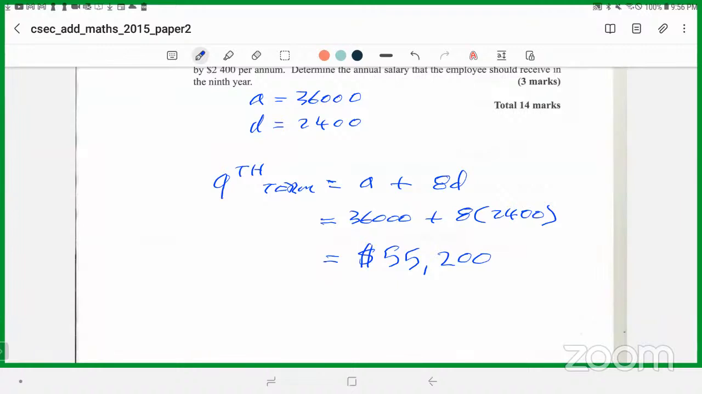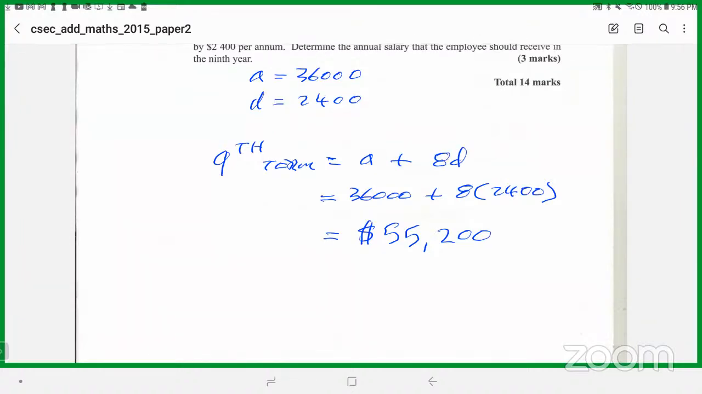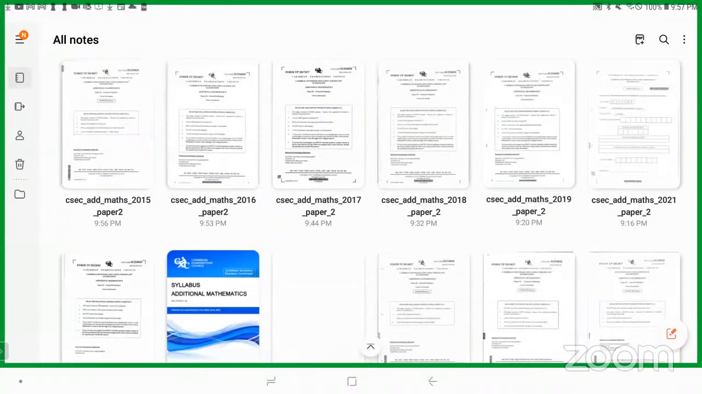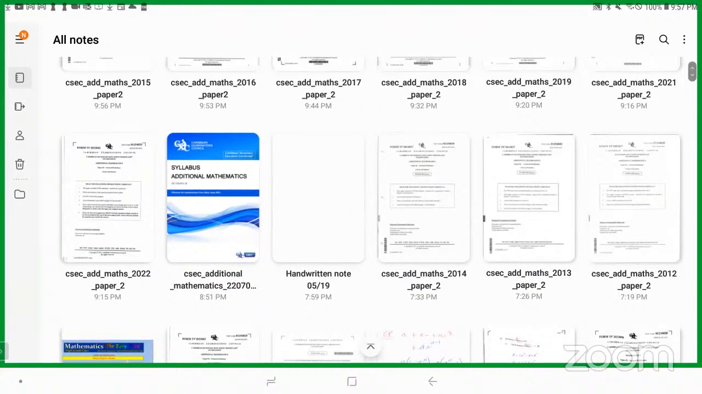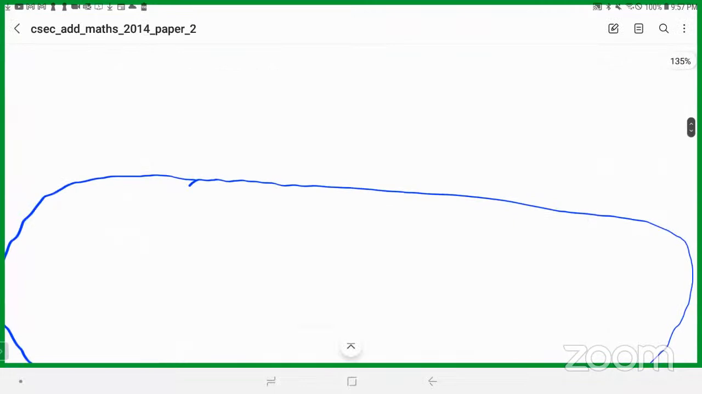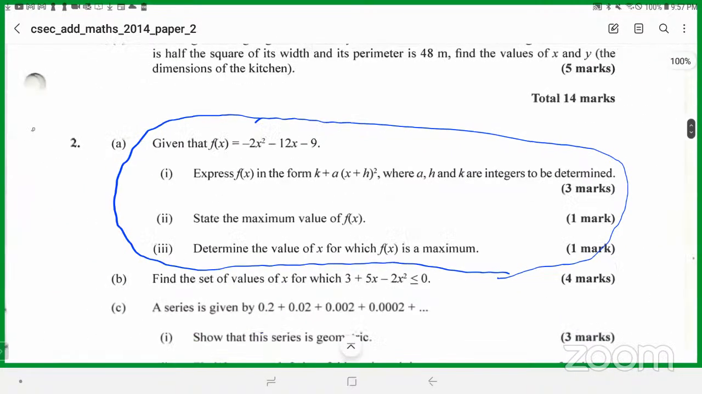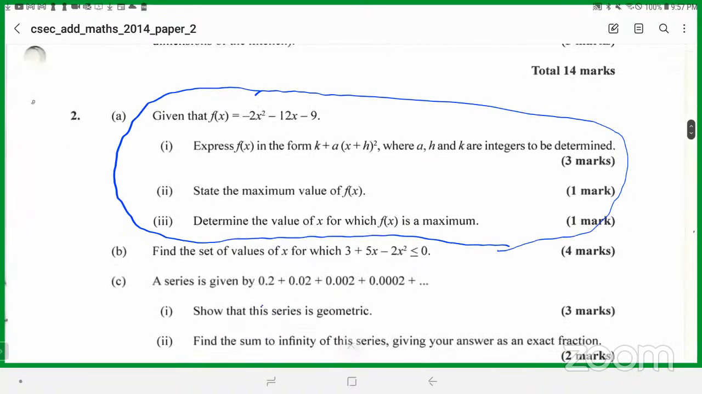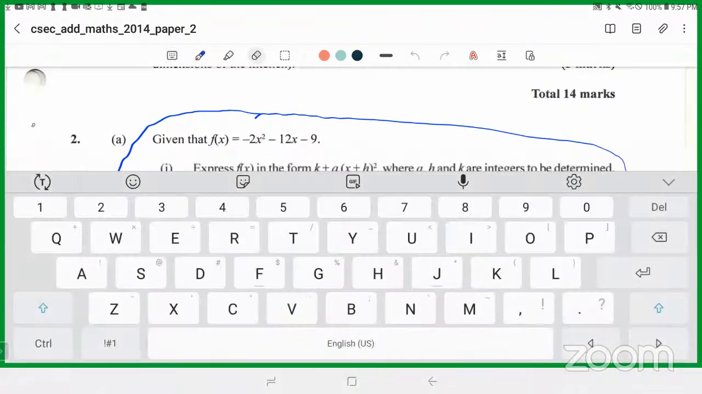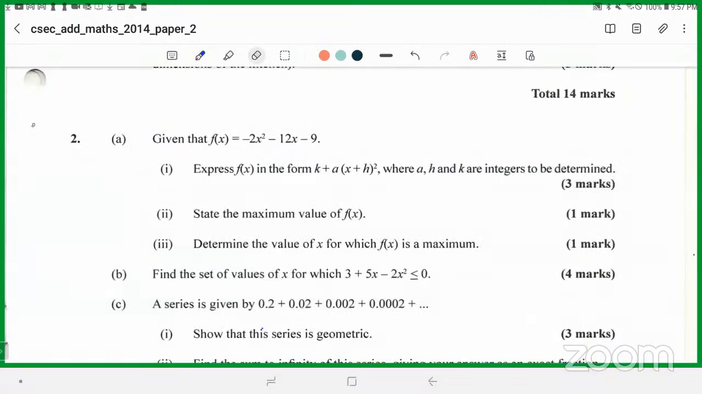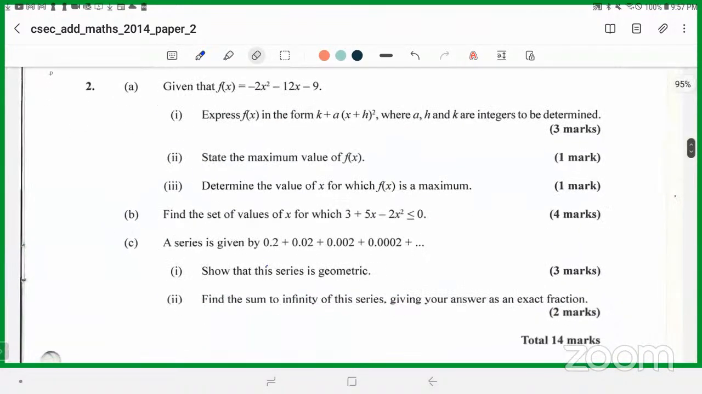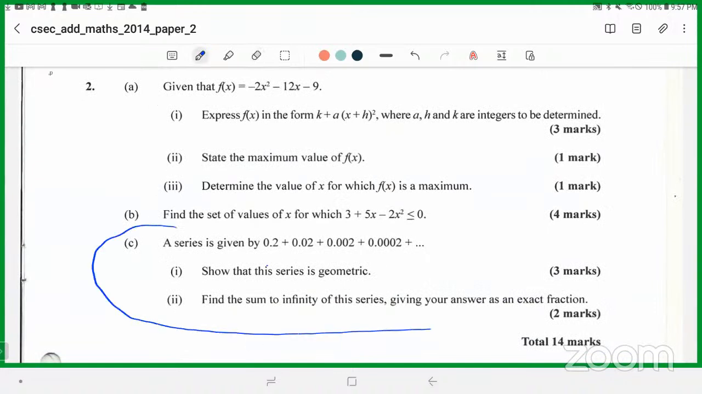All right, 2014. Let's do this. 2014. Again, we're looking for the series question. Mute your mic, please. All right, so this one is right here. That's a series. This one.